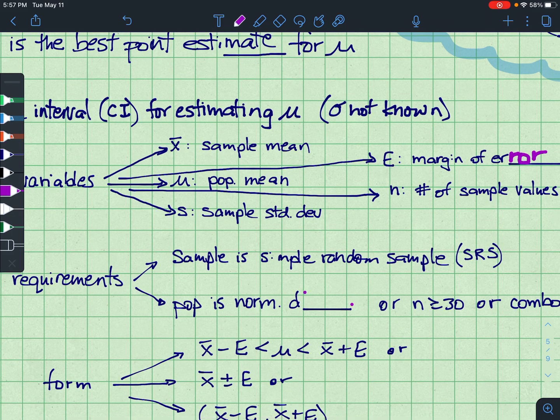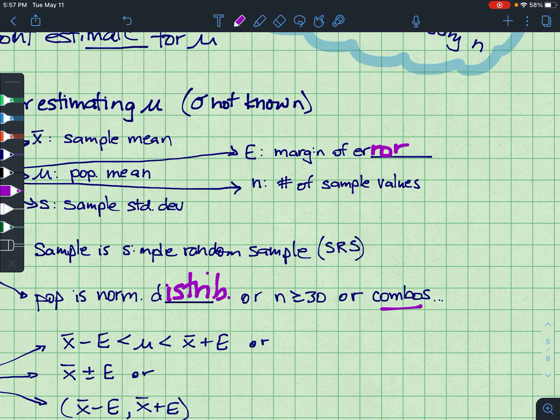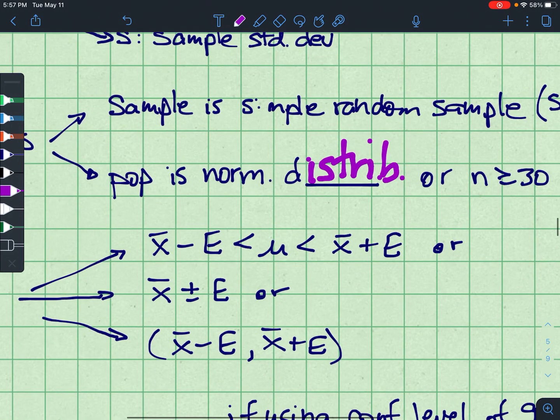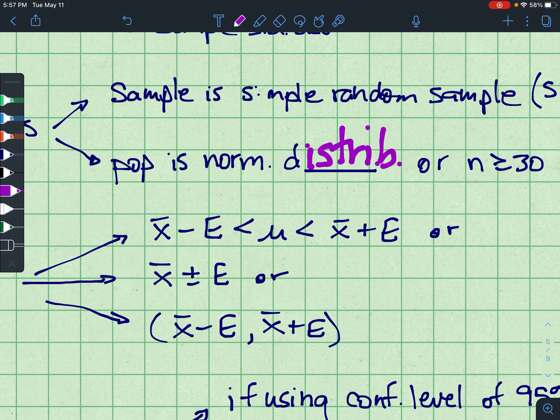The sample has to be a simple random sample. The population has to be normally distributed, or n has to be greater than 30, or we can have a combination of things. That is, if we have, say, 20 items in our sample, and it's somewhat normally distributed, then that's okay. We can still use the following formulas. This is how we write out those confidence intervals which help approximate mu.